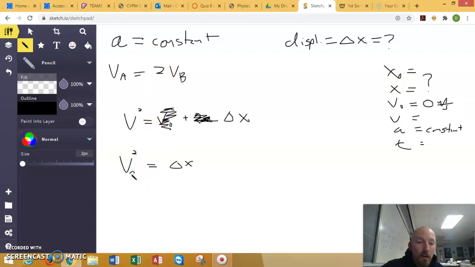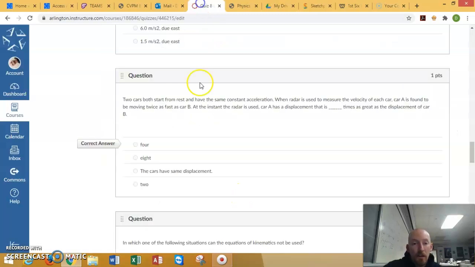So I could say, well, my velocity of car A squared would be equal to the displacement of car A. Just say that, right? Velocity of A is double that of B. So instead of VA, I can put in here 2VB, double that of VB, right? So I'm replacing VA with 2VB. And I would square that, right? My 2VB is in my parentheses, and my squared is outside of it like that. Okay. So what's going to happen here is I'm going to get 2 squared, which is 4. And I have 4 times the displacement for car A. I think that's the answer. Car A has a displacement that is 4 times as great as the displacement of car B.